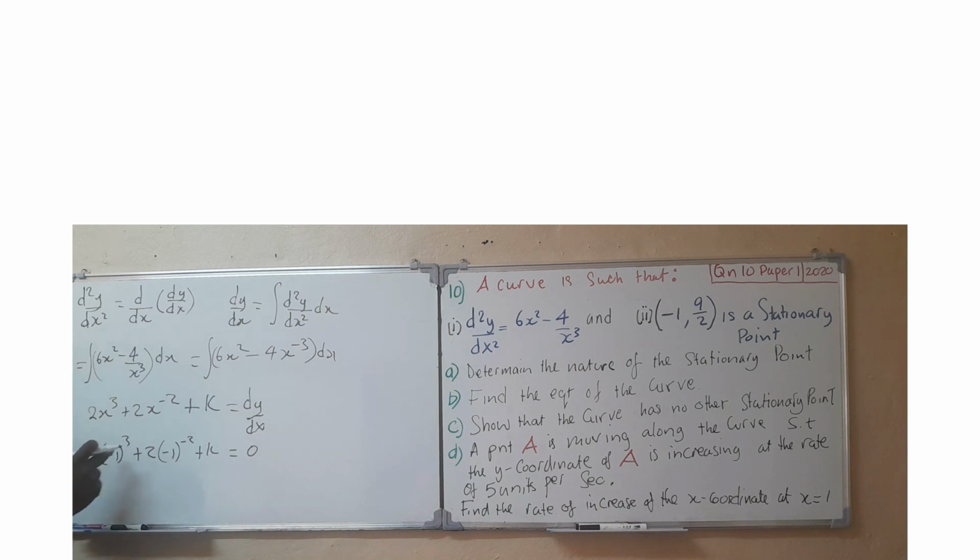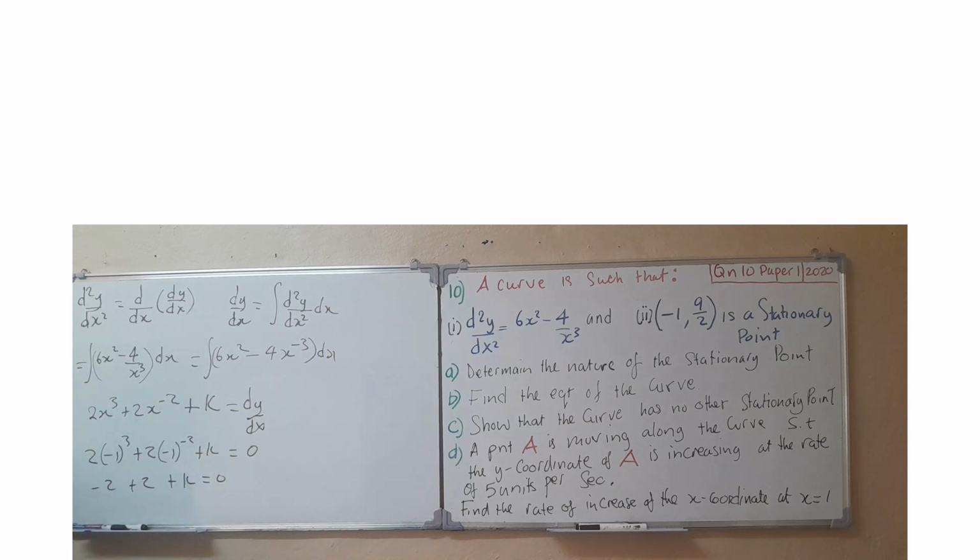Let's evaluate this. This is minus 2, because minus 1 cubed is minus 1. So this becomes a minus 2. Here it is a plus 2, then plus our k is equal to 0. So this and that is nothing. So that leaves k equal to 0.